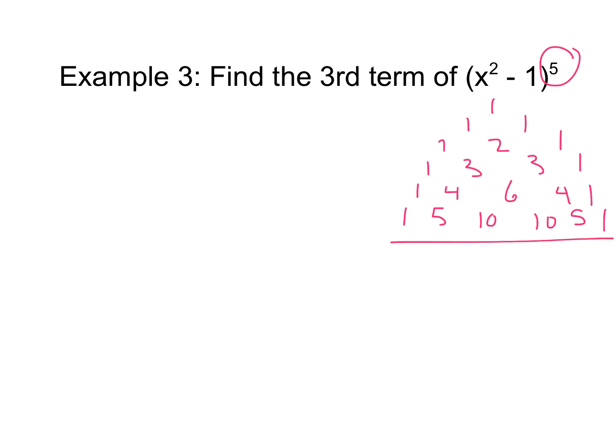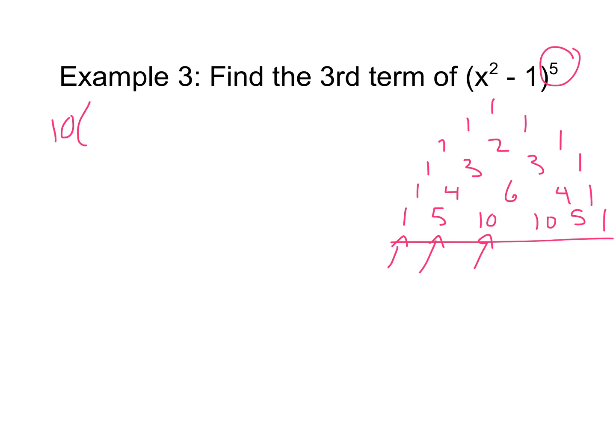And because x squared and minus 1 both have the coefficient of 1, then those coefficients are actually going to be the coefficients of our term. But we want the third term. And so this would be the coefficient of the first term, second term, third term. So we know we're going to start with 10.